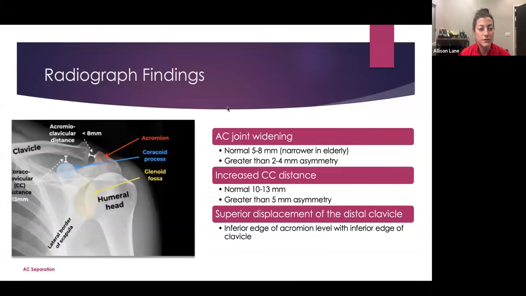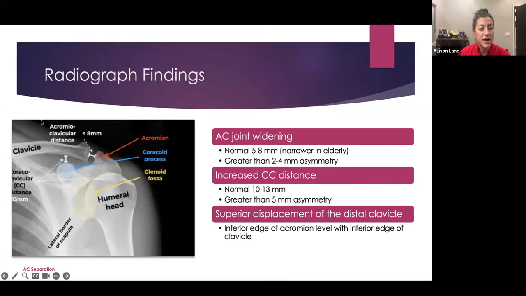So here's what we're looking for in radiographic findings. We have that AC joint here, so we're looking for AC joint widening. Normal is going to be 5 to 8 millimeters, though it can be smaller as you get older. You're also comparing it to the other side, so if it's greater than 2 to 4 millimeters different than the other side, that's an abnormality.